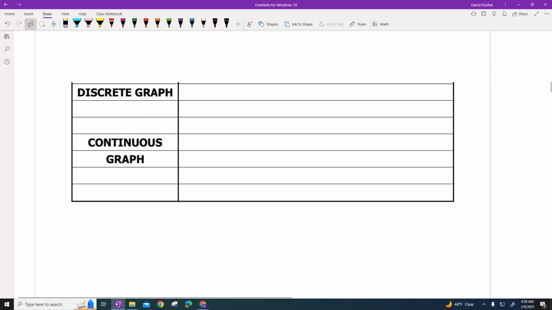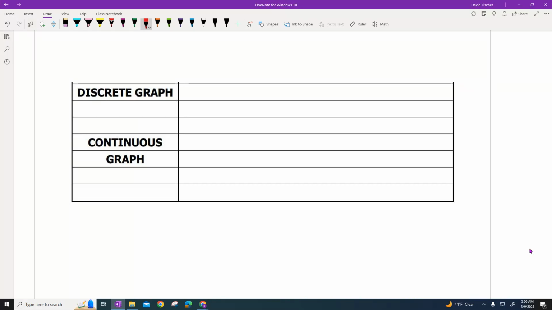Now, this is super, super, super important that you know the difference between a discrete graph and a continuous graph. I was helping a girl the other day with this in 8th grade, helping her figure out the two. And boy, was she having a hard time, even though we wrote this note.